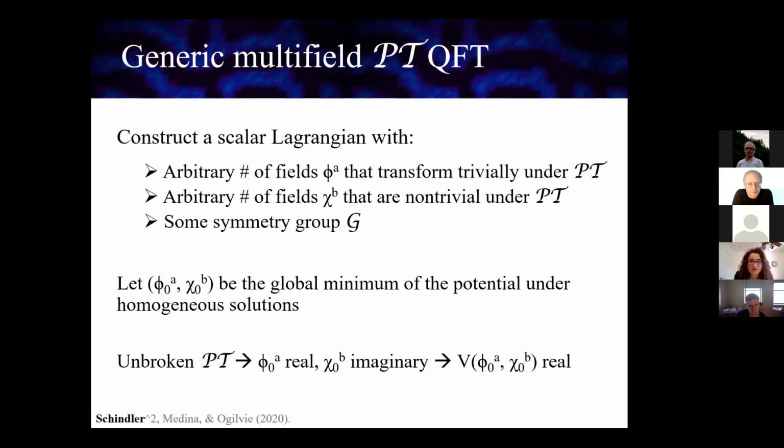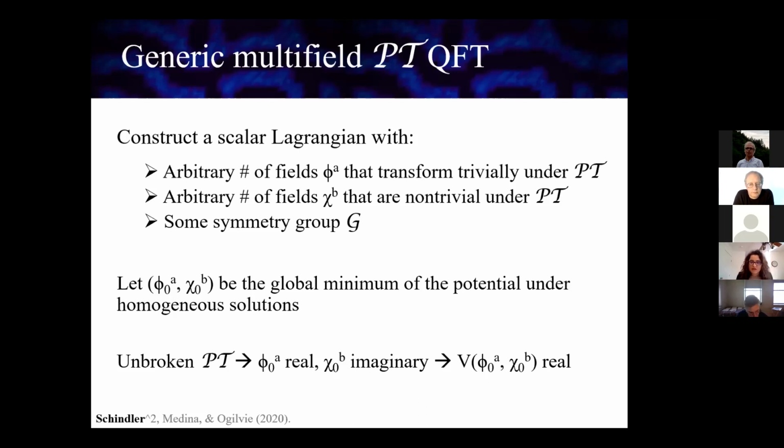And we're going to have some symmetry group G. So with Z2 before, we could do it with ON or whatever you want to put on there. So we're just making it very arbitrary, as generic as possible. We're going to analyze the potential as we did before. So let's just call the minimum phi naught, chi naught. That'll be the notation I use.